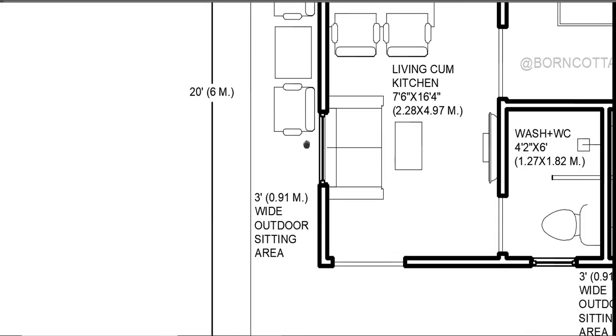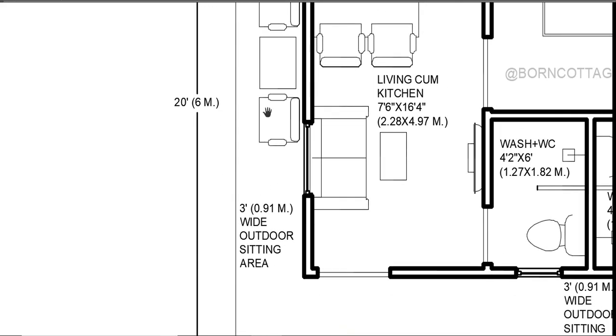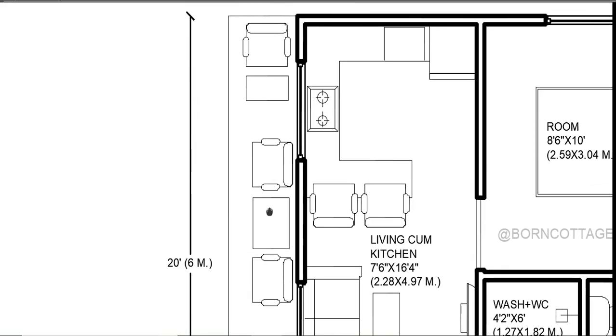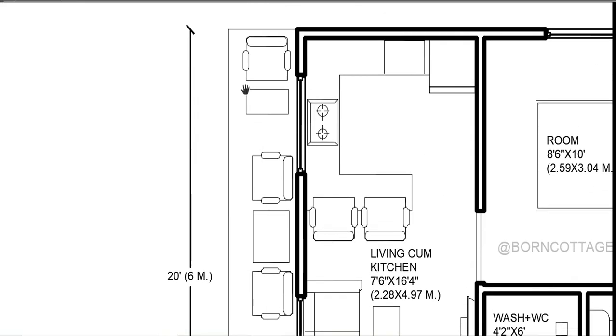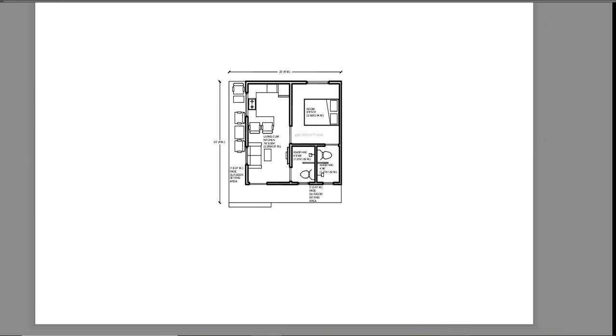Outdoor sitting area is 3 feet wide, in meter 0.91 meter. You can see here the sitting arrangements, chairs, and also tables. So this is the floor plan of the house you are watching on the screen.